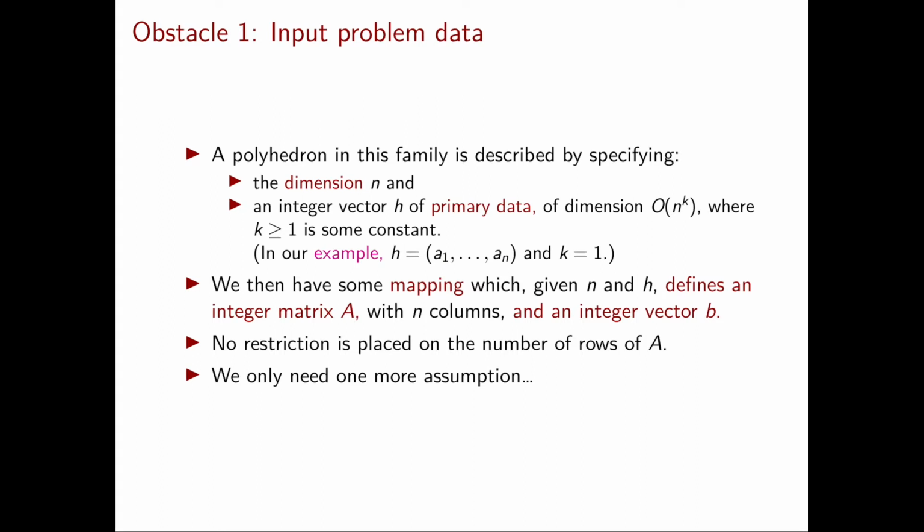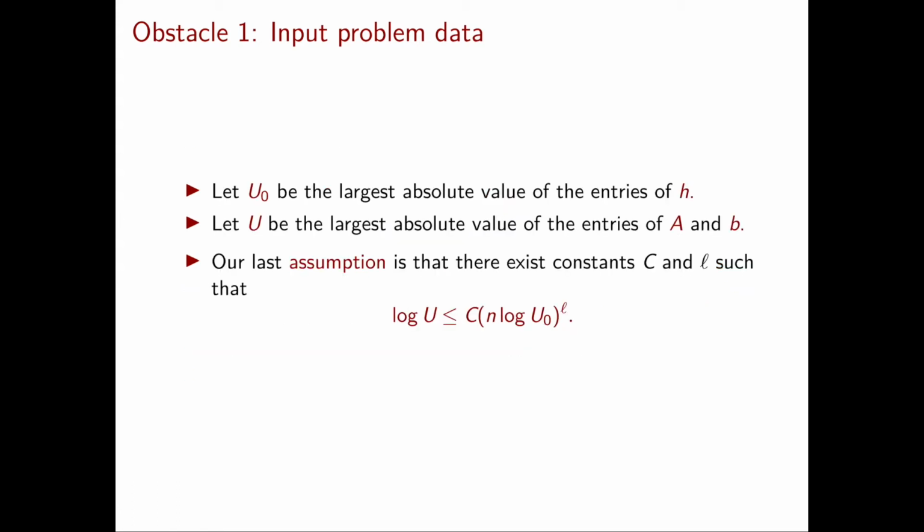At this point, we're not yet done with our first assumption. This is because the runtime of the ellipsoid method depends on u, which is an upper bound on the absolute values of the entries of A and b. So if we hope to obtain a polynomial time algorithm, we need to guarantee that log u is polynomial in the size of our primary data. To do so, we let u_0 be the largest absolute value of the entries in our vector of primary data h. And as always, we let u be the largest absolute value of the entries in A and b.